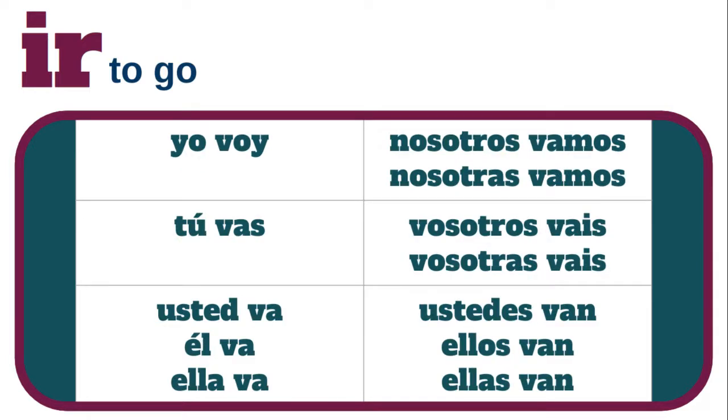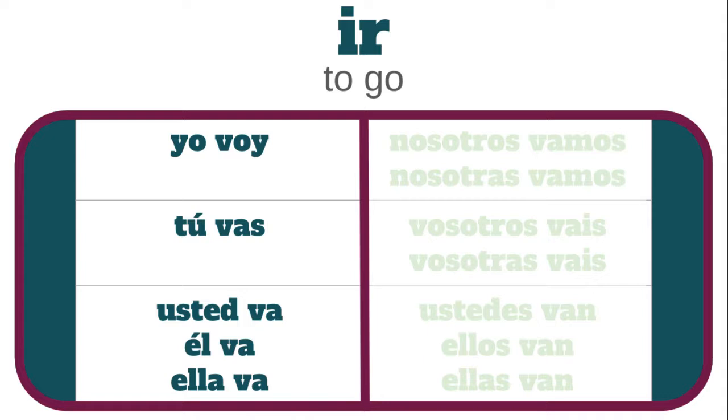And so here we have the 6 forms written together with the pronouns that we use them with. And like usual, we're going to go through them one by one and look at some examples of how this verb is used. We will start with the left side of the chart, which has the singular forms that we use when we're just talking about one person.